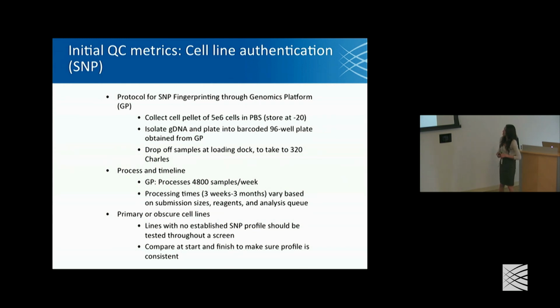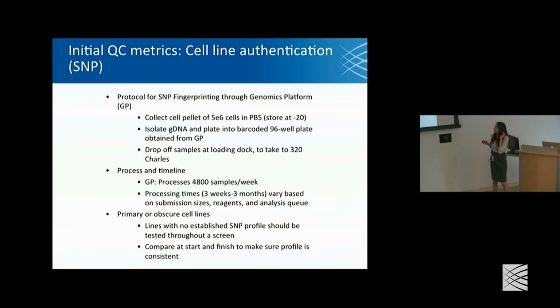You would then ship it to the loading dock, where it's taken to 320 Charles for processing and analysis. GP processes up to about 4,800 samples per week, and because of that, processing times are going to vary, so you can expect your results from anywhere between 3 weeks to 3 months based on their analysis queue, the availability of their reagents, and so on.